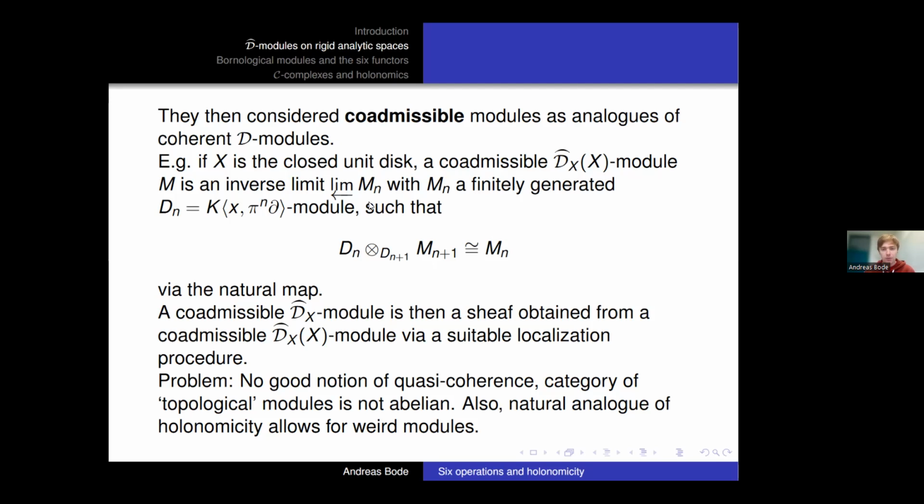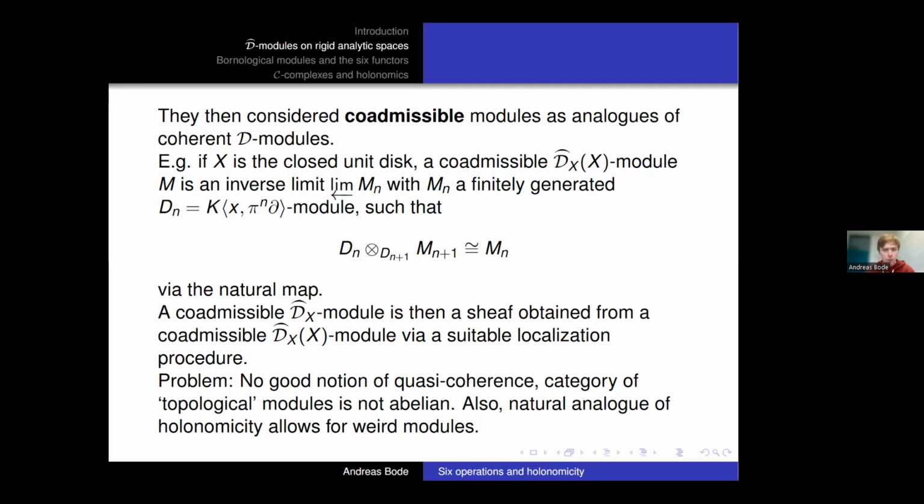Okay, so this is what a co-admissible module over these global sections is, and then if I want to talk about the sheaf of co-admissible modules, there's a suitable tensor product localization procedure to talk about co-admissible D-cap-of-X modules. Okay, so this is where we stand at the moment. We have a sheaf of differential operators, and we can talk about co-admissible modules as kind of the analog of coherent D-modules.